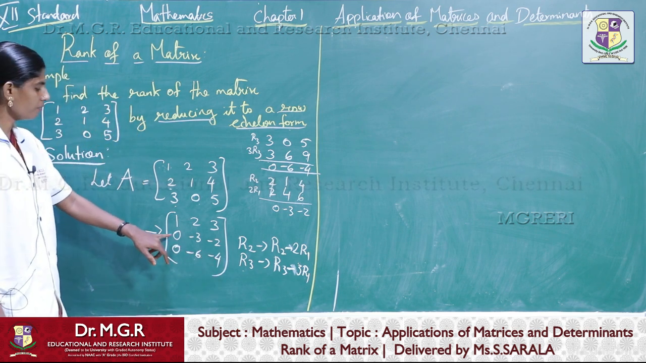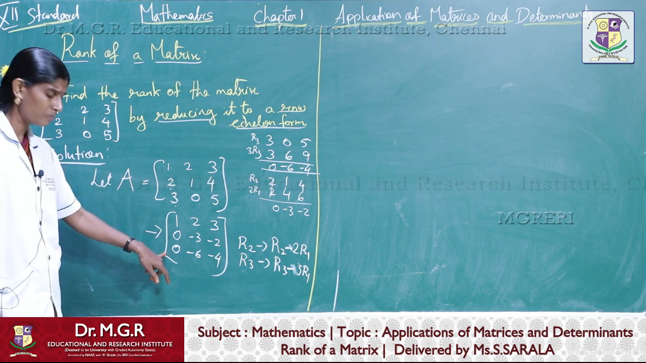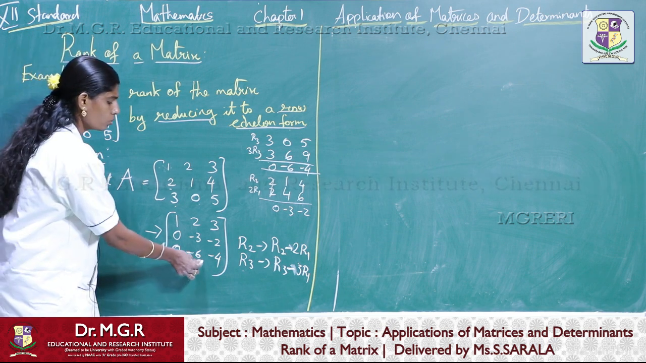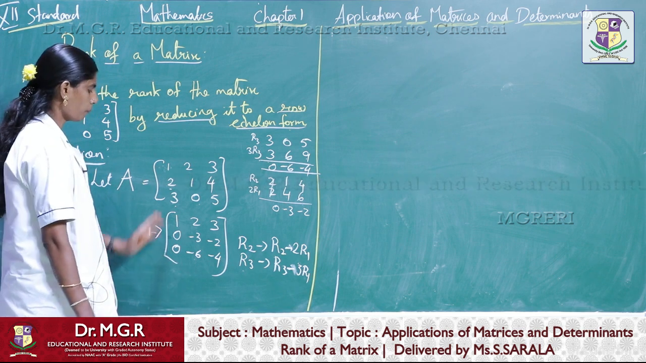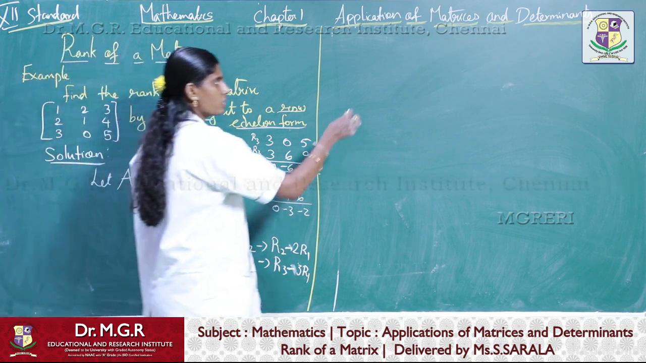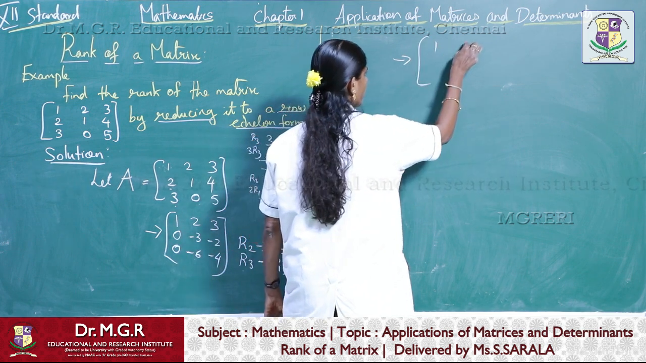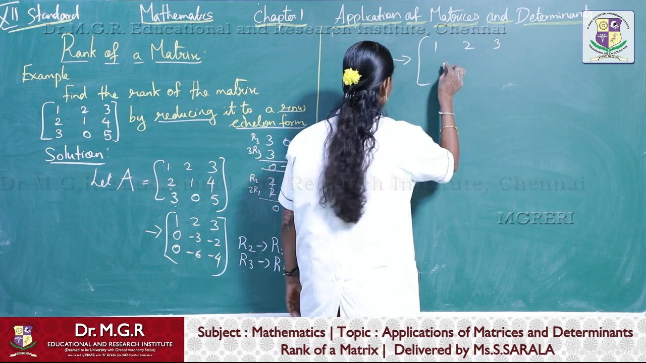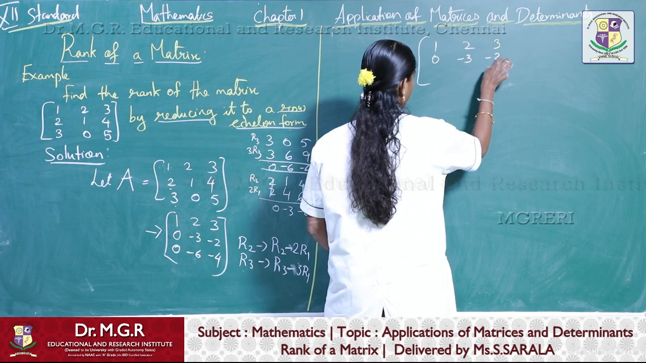Now the first entries of the second row and third row are both 0. Our aim is to make this element also 0, so we proceed with the next step. The first 2 rows stay with the same elements: 0, minus 3 and minus 2.